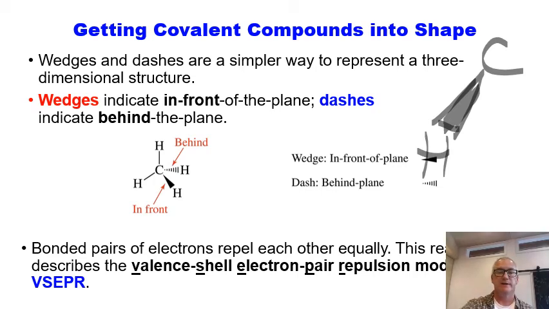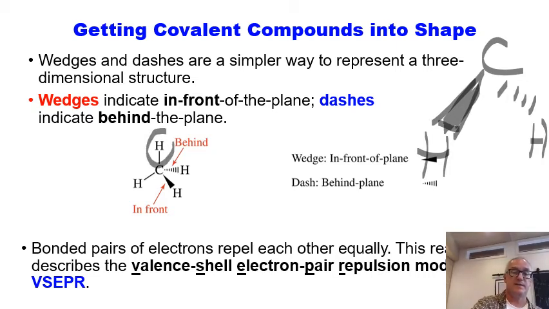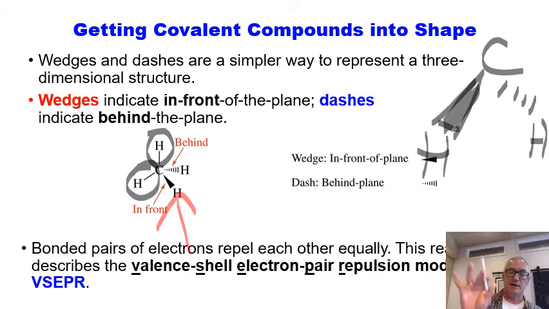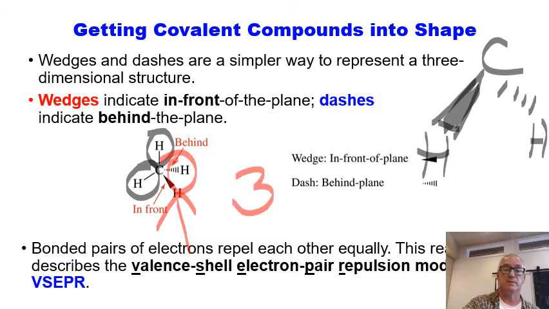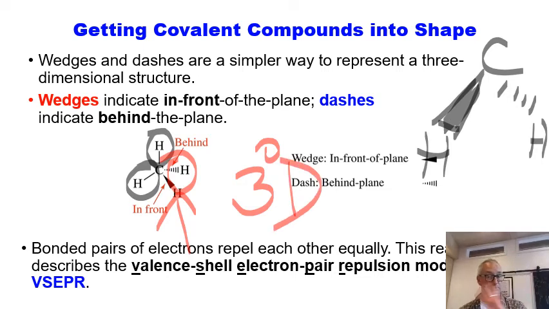Now I draw this dash to look like it's behind the plane. And then these single lines would be in plane. So in this particular diagram, I have this bond is in the plane, this bond is in the plane, this one comes out, whoa, that one comes out, and this one goes behind. That indicates that it is a 3-dimensional structure, not 2-dimensional. It is not flat. It is actually in 3 dimensions.